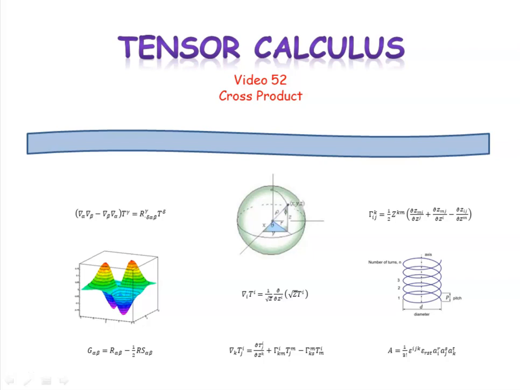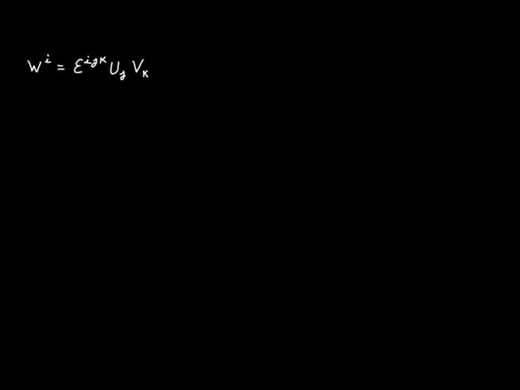In video 52 of Tensor Calculus, we're going to make use of the Levi-Civita symbols to define and analyze a vector operation known as the cross product. What you see here is the Tensor Calculus definition for a vector operation known as the cross product.